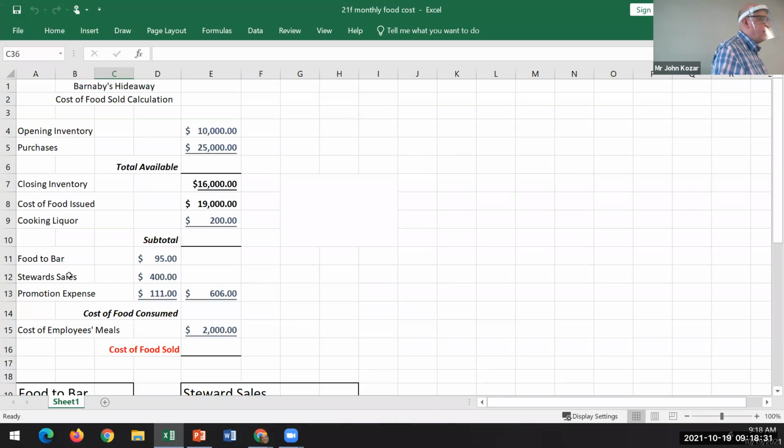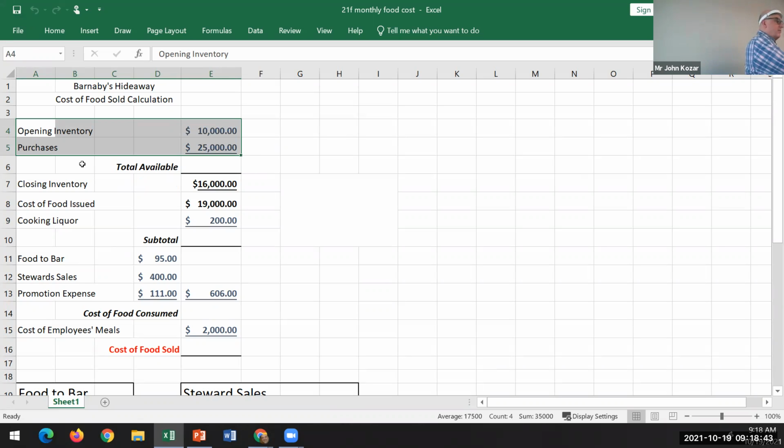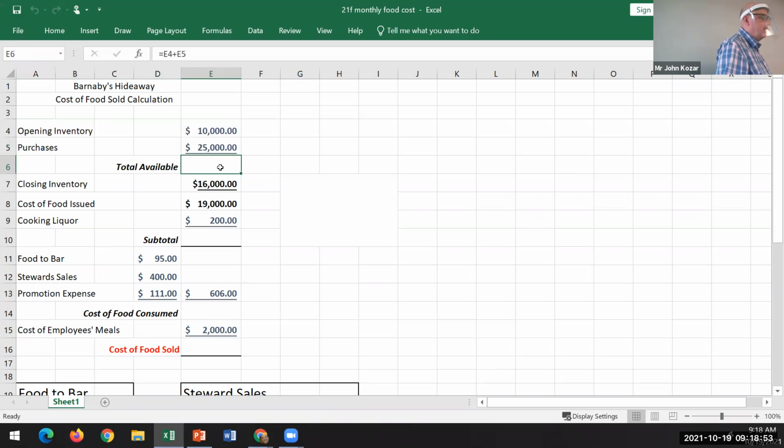Okay, so this is our handout. This is calculating our monthly food cost. We were given all the numbers that we have here. We were already given and have figured out. If we take a look, we have opening inventory and purchases for the month, and we're going to calculate total available. So are we going to add those things or subtract?